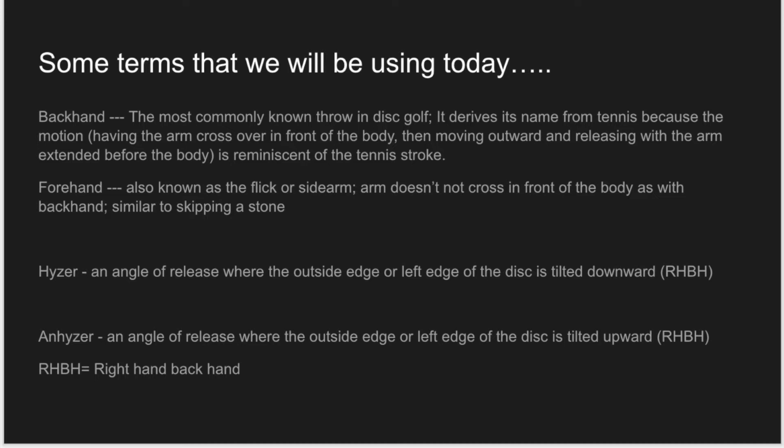A forehand, also known as a flick or a sidearm: the arm does not cross in front of the body, as with the backhand. And for this one, you want to think of skipping a stone. The next term, hyzer, is an angle of release where the outside edge or left edge of the disc is tilted downwards, and anhyzer is the angle of release where the outside edge or left edge of the disc is tilted upward.